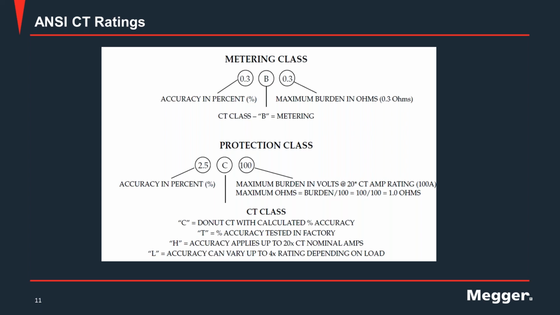In this example, again, the third position is the number that determines our burden. But for protection class, this is the maximum burden in volts at 20 times the CT ampere rating, which is 100. So when you see the number 100 here, that means the maximum burden is 1 ohm, because for protection class this determines the maximum burden in volts at 20 times the CT amp rating.